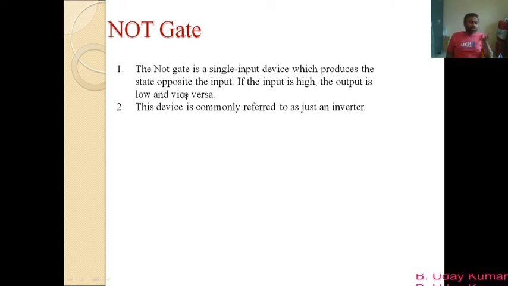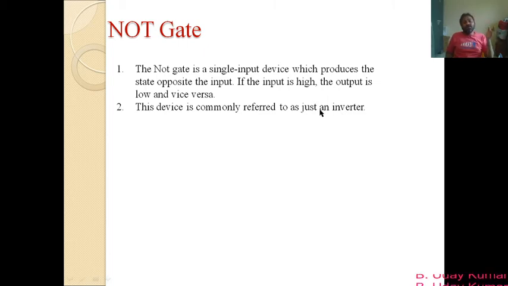So that means, as you already know, these basic gates will be having only one output. Similarly, this NOT gate is something different. In case of OR and AND gates, we were having two inputs, but this NOT gate will be having a single input and also a single output. So this is a NOT gate. The other name for this NOT gate is an inverter gate. So this device is commonly referred to as inverter.